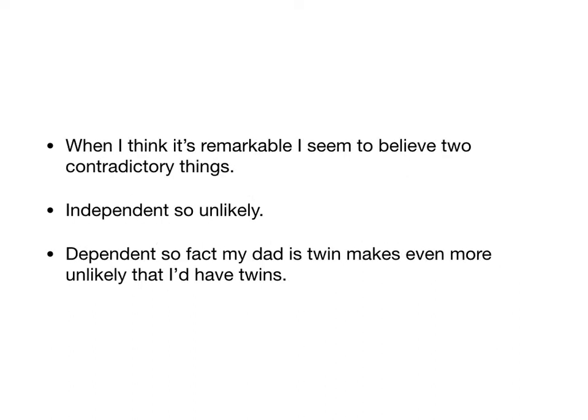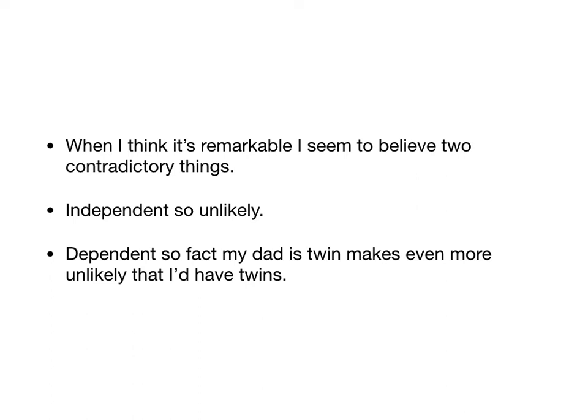What seems remarkable here is, I believe, two contradictory things. Independent, so unlikely, but also dependent, so the fact my dad is a twin makes it even more unlikely that I'd have twins, right? If they're dependent, they're not that unlikely. If they're independent, the fact my dad is a twin has absolutely no bearing on whether I have twins or not. It's a weird sort of mental two-step, and we do believe two contradictory things at once. That seems to be at the root of the gambler's fallacy. That's why we call it a fallacy and not just a plain old garden variety mistake.